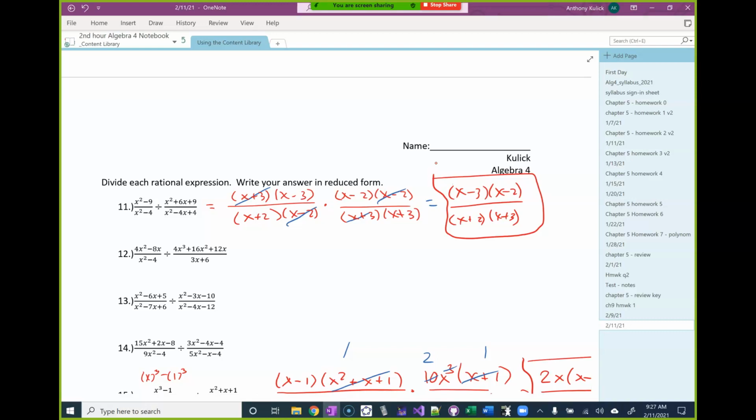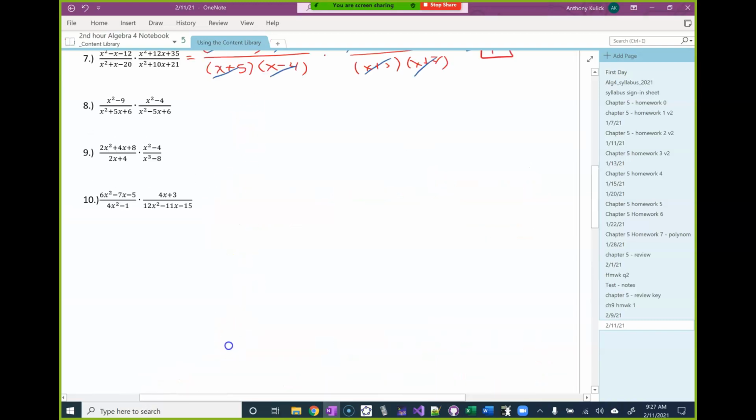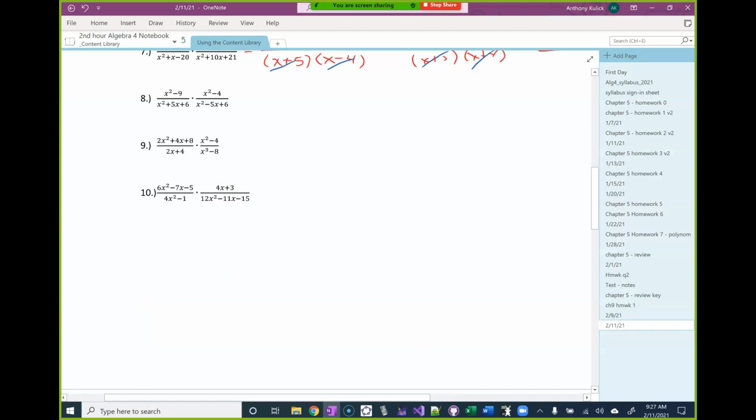Easy number 10. 10? Sure. So this one is just annoying because the factoring's a pain. So if I look at these, each polynomial has a leading coefficient that's not 1. And none of them have a greatest common factor to where I can pull it out and make the leading coefficient 1. So we're going to be stuck doing some of the long factorings on these. So the first one, the 6x squared minus 7x minus 5, I need 2 things that give me 6 times negative 5 or negative 30.